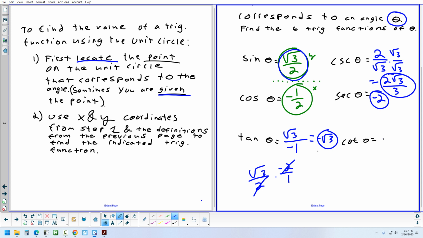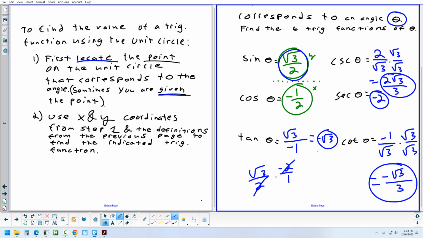Okay, so what would you have first before you do that? -1 over square root of 3. Now we're going to do what Natalie just said, multiply top and bottom by square root of 3. And what does that give me in the top? -1 square root of 3. You can just put negative square root of 3, that's okay. And in the bottom? 3.